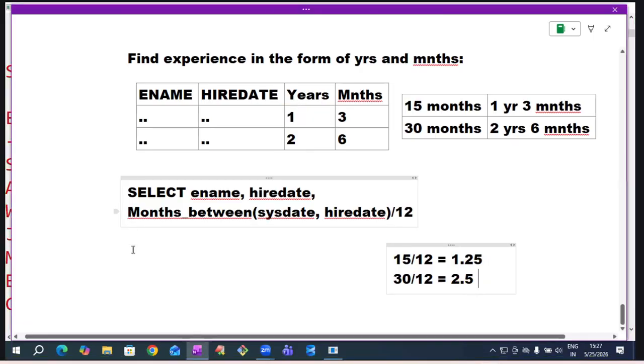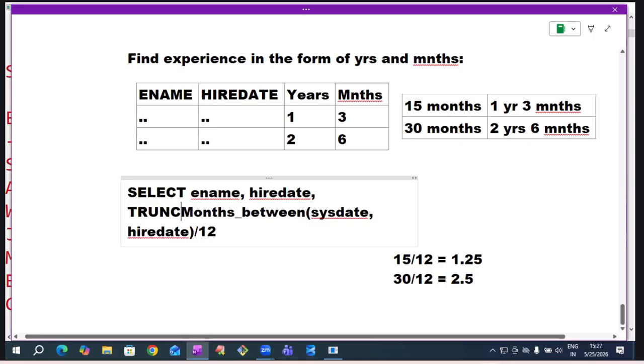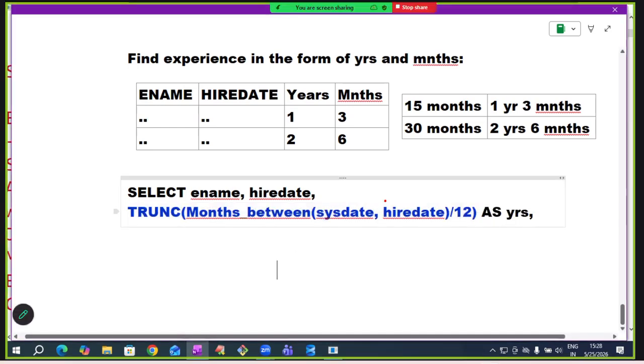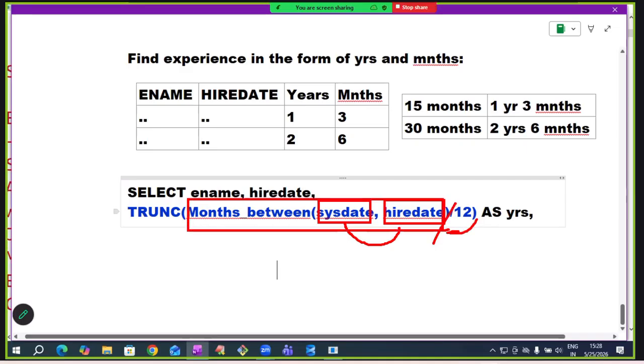So to remove the decimal places, call the function. Nothing new there. Same previous query only up to here. As years. Experience we are getting in the form of years. So did you understand this call, sir? Is it okay? From joining date to till today's date, how many months gap is there we are finding. Number of months we are getting. We are dividing with 12. Number of years we are getting. But some decimal places we are getting. To remove the decimal places, we are using it.